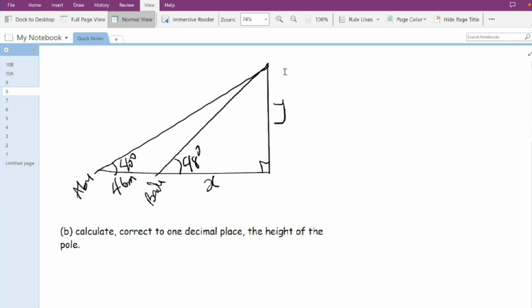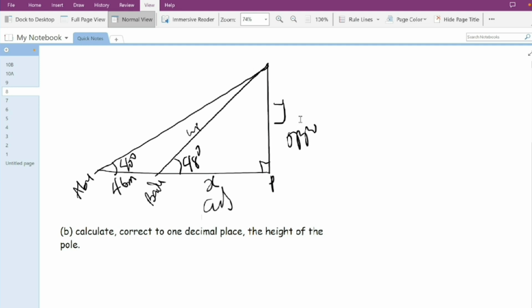For the smaller right angle triangle that has Abu to the pole, this is the base of our pole. This is our angle, and this line facing the angle is the opposite. We know this is our right angle, and the line facing it is the hypotenuse. So this is our hypotenuse, and the last part will be the adjacent.